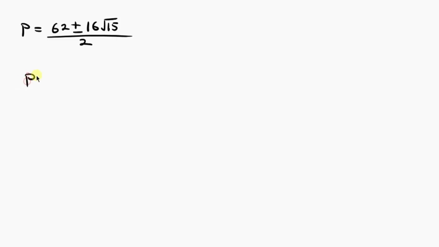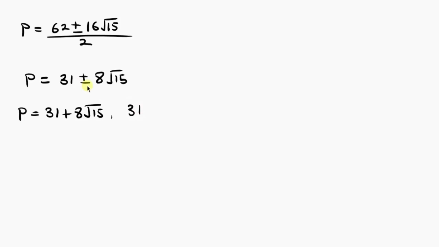So now p will be equal to 62 divided by 2, which gives what? 31, plus or minus 16 divided by 2, which is 8 root 15. Very good. So our p now is equal to 31 plus 8 root 15, or p is 31, this time taking the negative, negative 8 root 15. Very good. So we have two cases here. I'm going to be solving this in two cases. Here I'll say case 1.